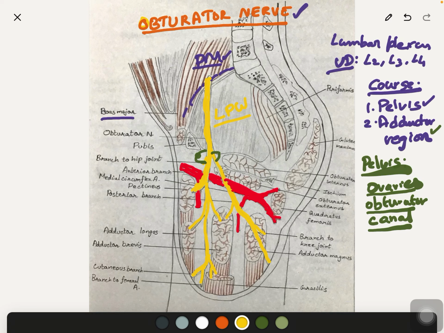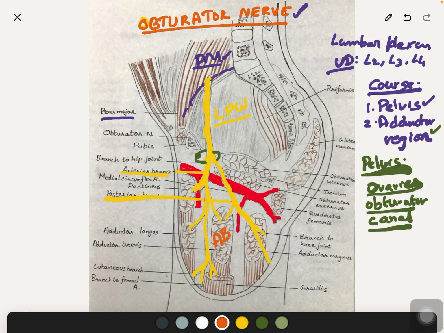Then we will see its further course. As the obturator nerve enters the thigh through the obturator canal, it divides into two divisions, which you can observe here. This is the anterior division, and this is the posterior division. What separates these two divisions is the adductor brevis muscle.